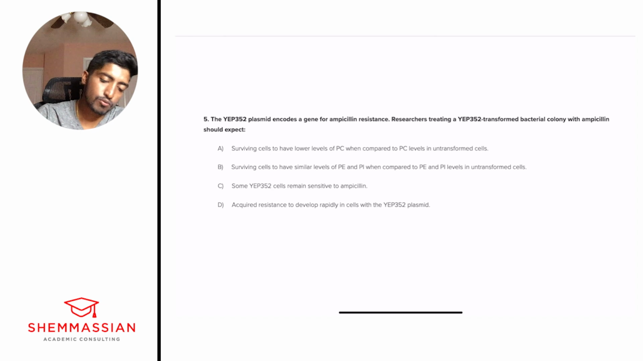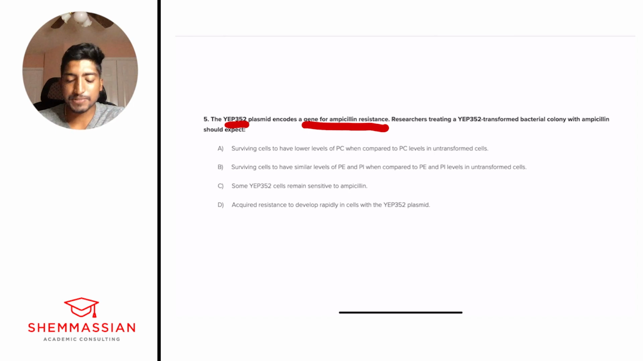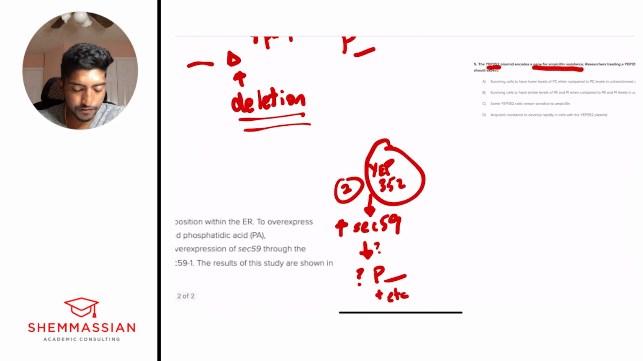All right, so right away we're seeing, okay, we have this YEP352 that we talked about earlier. It's encoding a gene for ampicillin resistance. Okay, so what does that mean? That means it'll be resistant to ampicillin, as it makes sense, right? And so if we see ampicillin cells, they will no longer be sensitive to ampicillin. They'll be resistant.